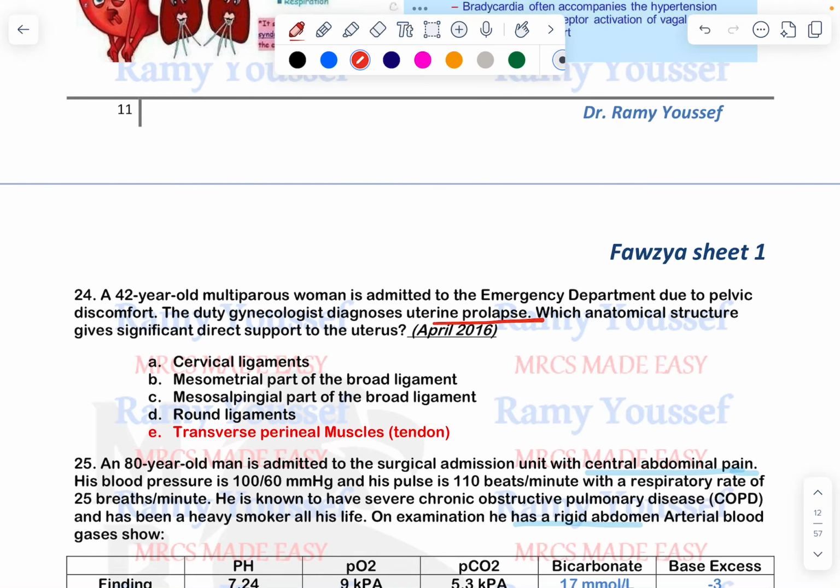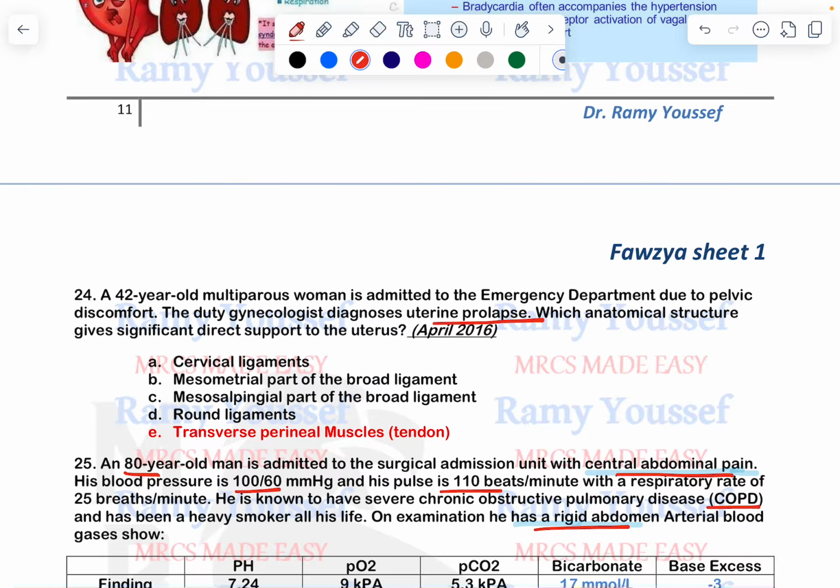An 80-year-old man, surgical, with central abdominal pain, BP is 100/60, pulse rate is 110, respiratory rate of 25. He is known to have severe COPD. On examination, rigid abdomen, this is talking about perforation.